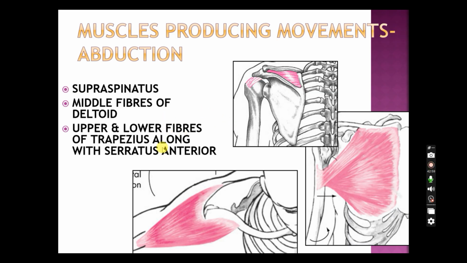This is caused by the upper and lower fibers of the trapezius and serratus anterior together. That causes the lateral rotation or outward rotation of the scapula, done by these two muscles. They are not acting on the shoulder joint, remember. So I told you, of the 180 degrees, 120 degrees is happening due to the abduction of the humerus in the shoulder joint, whereas the remaining 60 degrees is happening due to the rotation of the scapula in the acromioclavicular and the sternoclavicular joints.